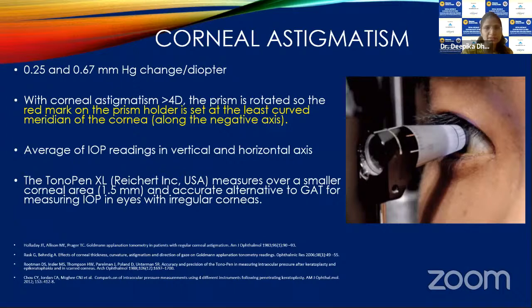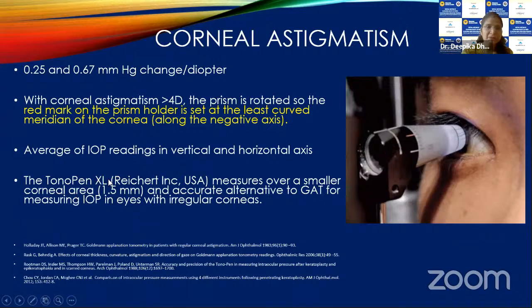So if there is a corneal astigmatism of more than 4 diopter, what one can do is either measure IOP in two axes, vertical and horizontal, and take the average IOP reading, or one can rotate the prism to the axis of the flat meridian. One can place the red mark over the flat meridian so as to measure the IOP.